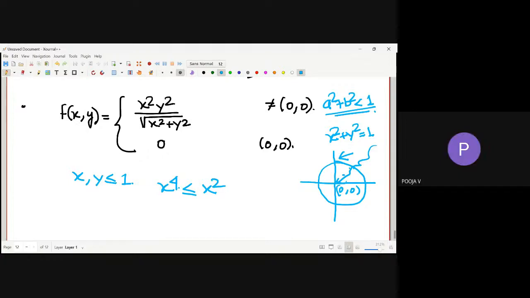Because x is in the closed interval 0 comma 1. So if x is a fraction and you increase the power of x, the value will decrease. So x power 4 is less than x square, and this is greater than or equal to 0, and then I can write this as well, because I'm just adding something. Now it's more or less clear how to deal with this function.